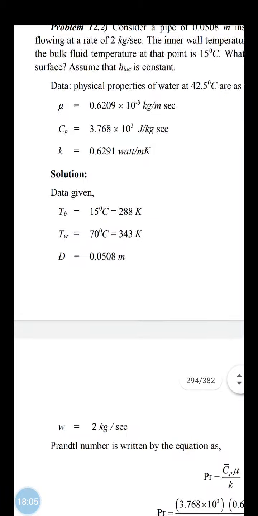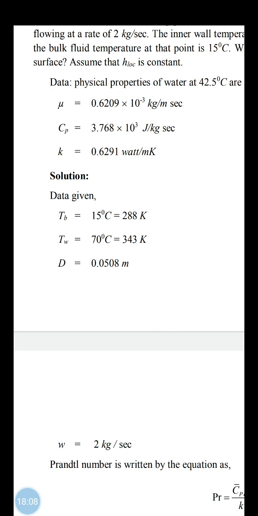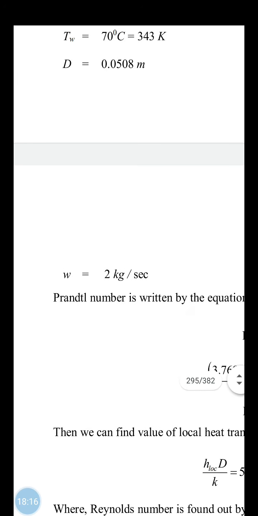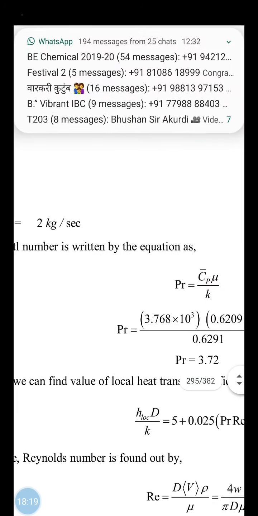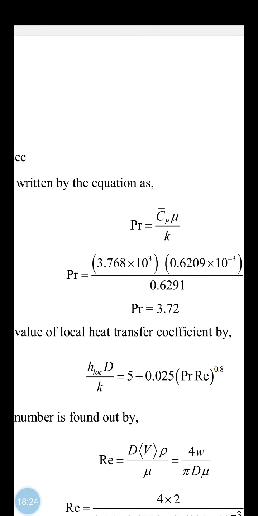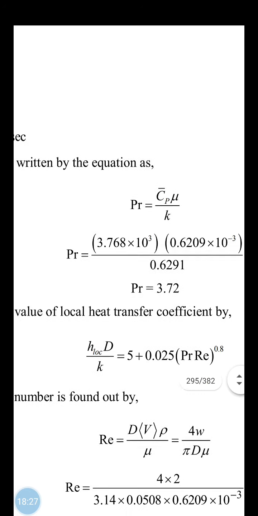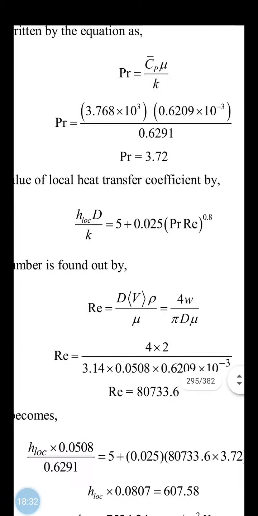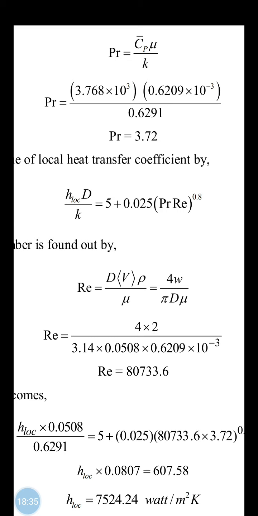So you can find out what Tb is. Tb is 15 degrees Celsius, that is 288 Kelvin. Tw is 70 degrees Celsius, 343 Kelvin. Diameter is known, W is known. What you can find out is the Prandtl number. Prandtl number is Cp μ by k. You know the value of Cp bar, viscosity and thermal conductivity. Prandtl number is 3.72. Then you can find out the local heat transfer coefficient by this equation: h local times D by k is equal to 5 plus 0.025 (Prandtl number, Reynolds number) to the power 0.8.